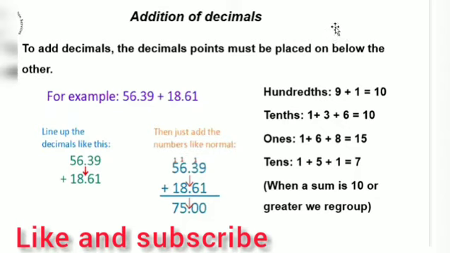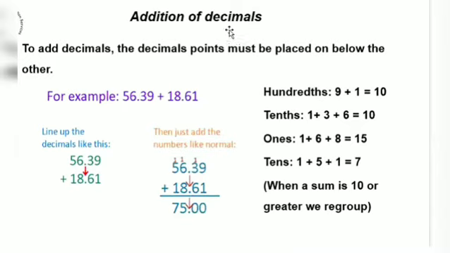Now, addition of decimals. We have already learned about addition of whole numbers. Now we will see how we add decimal numbers. To add decimals, the decimal points must be placed one below the other. It means the only difference between the addition of simple numbers and decimal numbers is the place of the decimal point. So we will clear this up with the help of some examples.